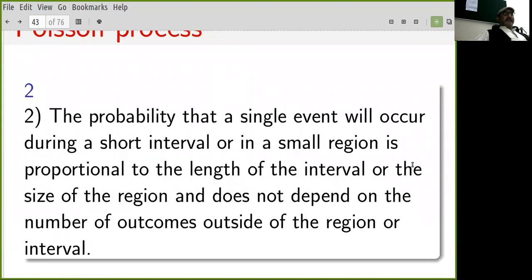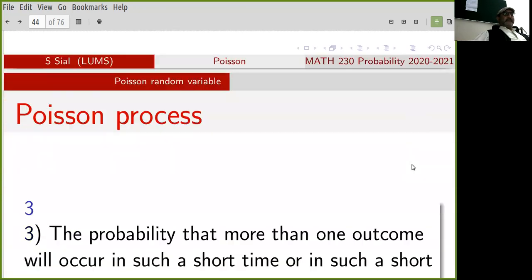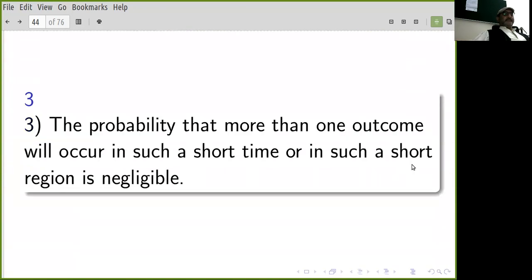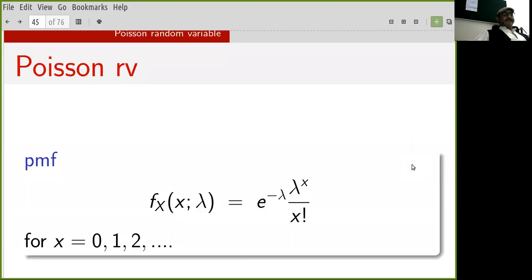We're assuming that the probability that a single event will occur during a short interval or in a small region is proportional to the length of the interval or the size of the region, and it doesn't depend upon the number of outcomes outside of the region. And the probability of more than one outcome in a small enough time or region is negligible.